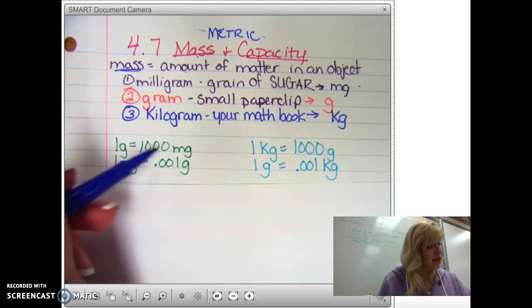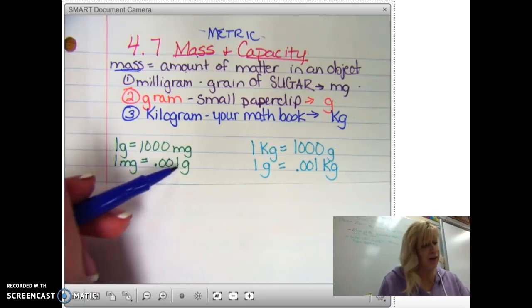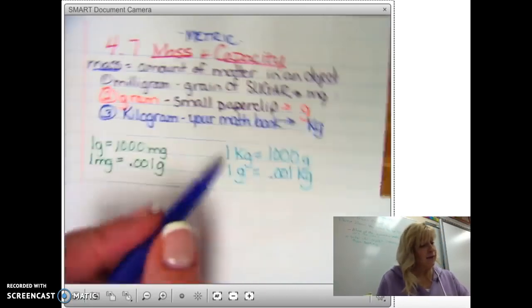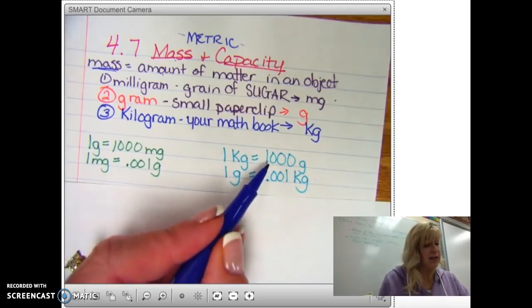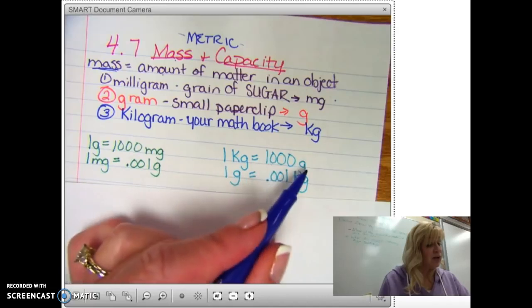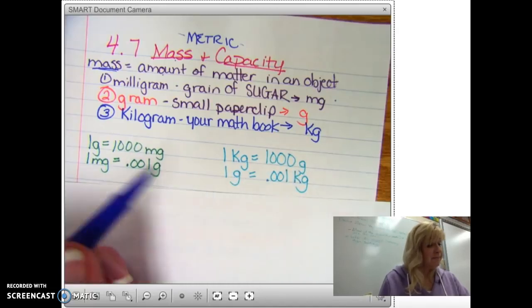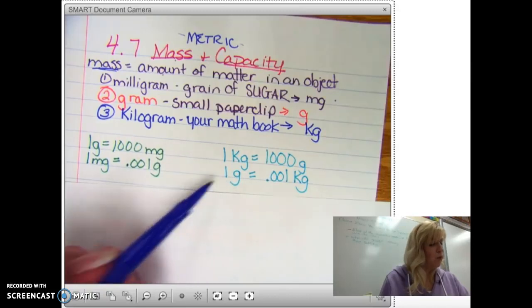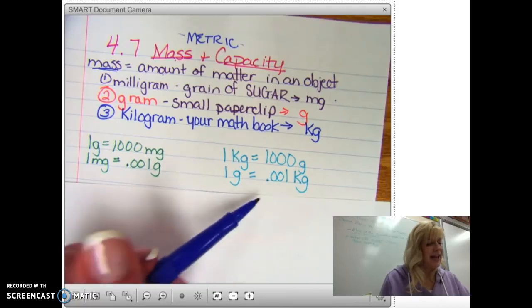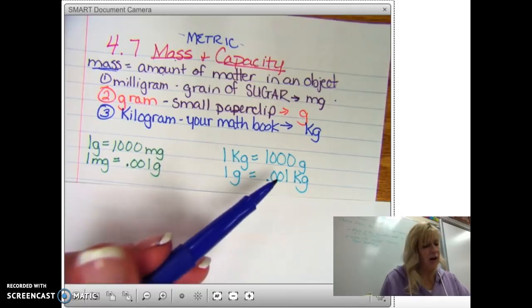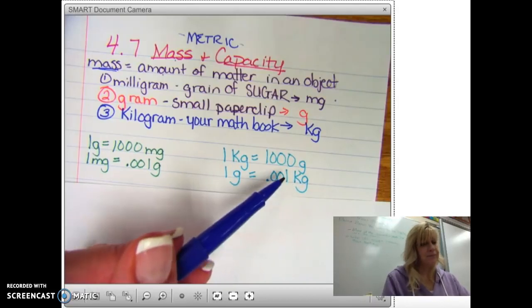If you have 1 of these, you have 1,000 of these. If you have 1 of these, you have 1,000th of these. If you have 1 kilogram, 1 math book, that is about the same as 1,000 grams or 1,000 paper clips. If you have 1 gram, 1 paper clip, it is 1,000th of a kilogram or a math book.